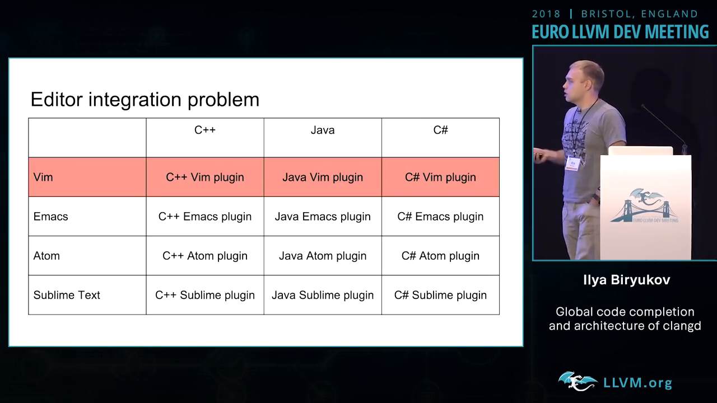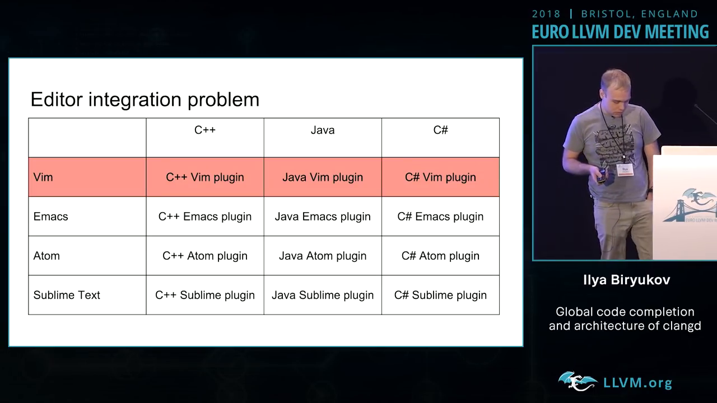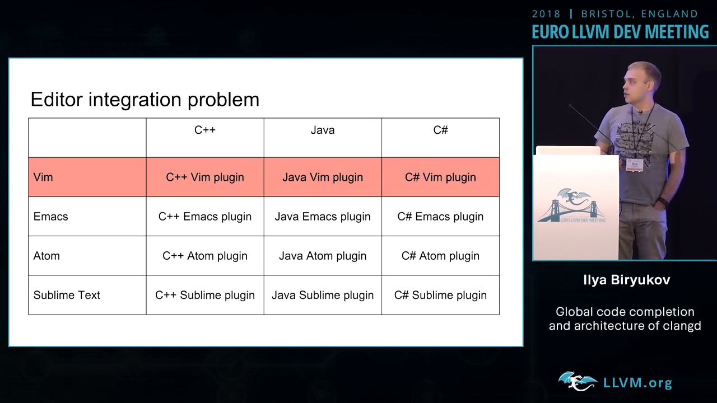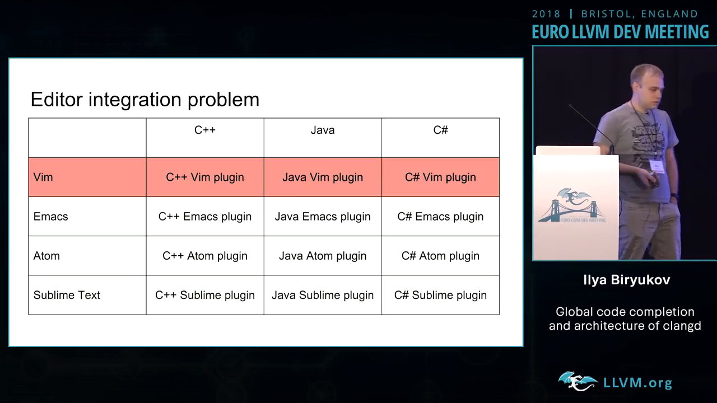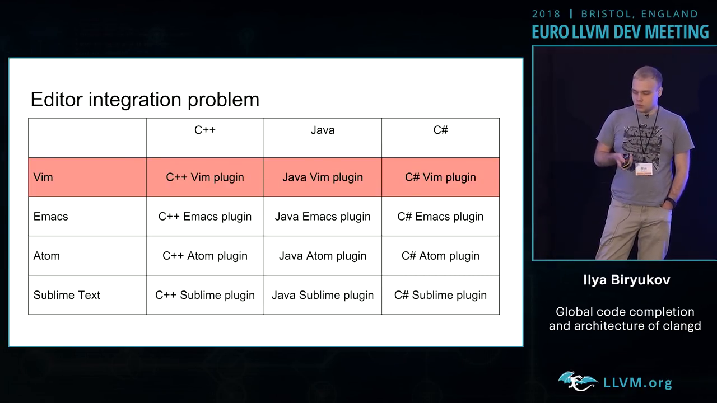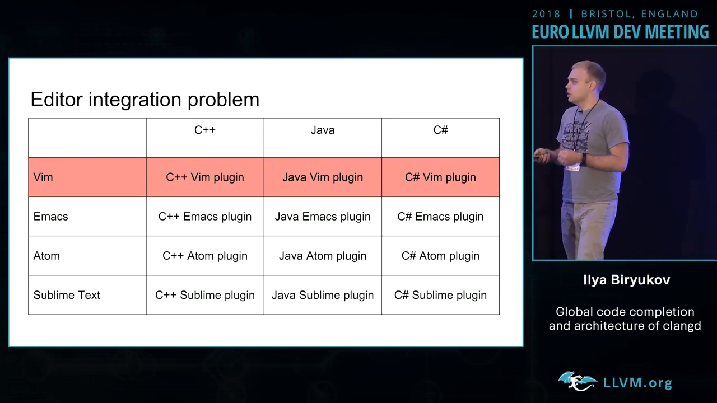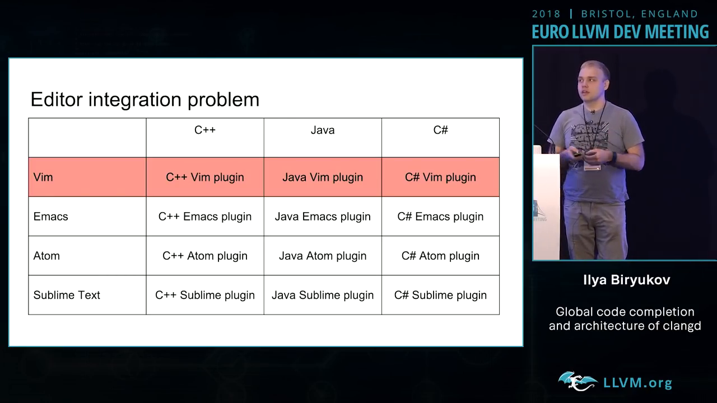So on one dimension, you have the same editors. And if you want to re-implement support for different languages in, say, Vim, then you will run into the same problems over and over again. You will need to find a way to write Vim script to interact with your user. You will want to implement the completion window. You will want to have the same experience for features like go-to definition and things like that.